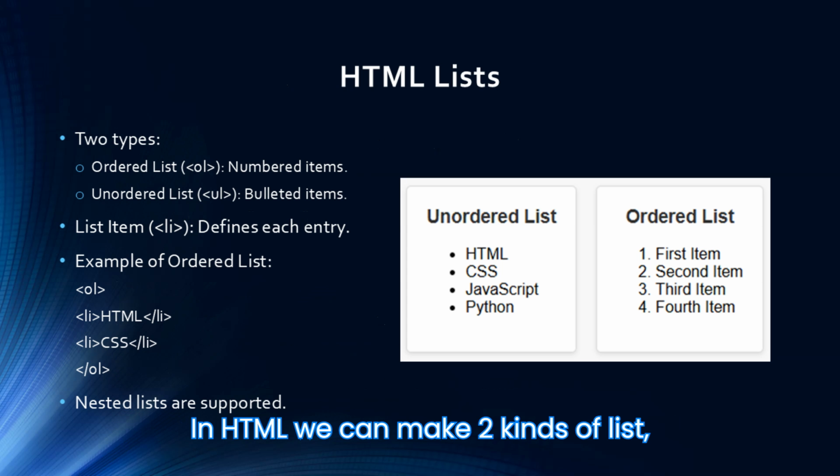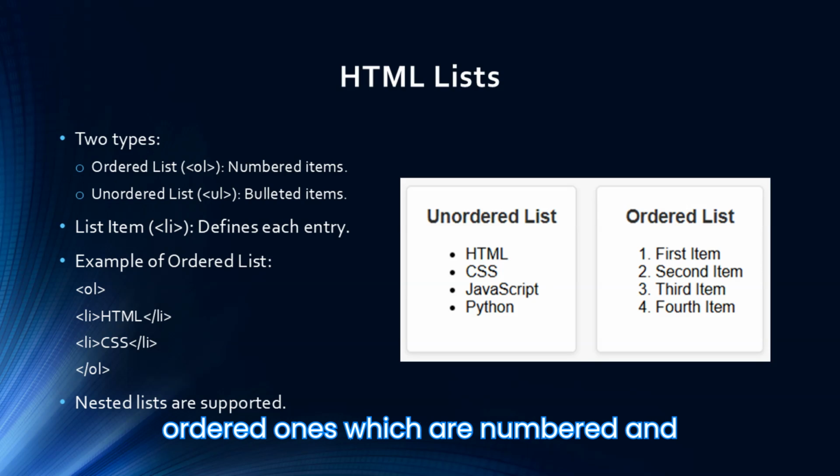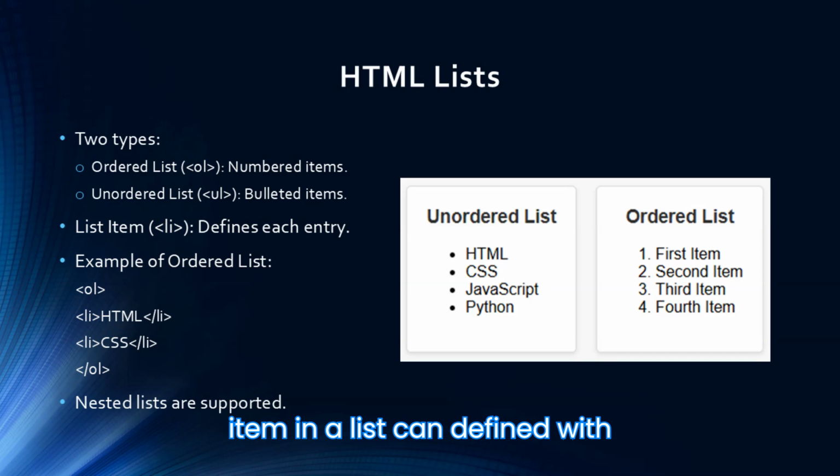In HTML, we can make two kinds of lists: ordered ones, which are numbered, and unordered ones, which are bulleted. Each item in a list gets defined with the li tag. You can also nest lists to make hierarchical structures. This comes in handy for menus or outlines.